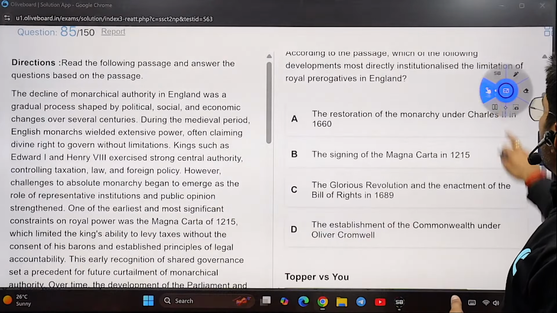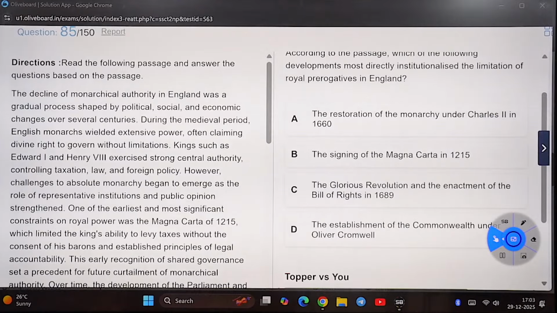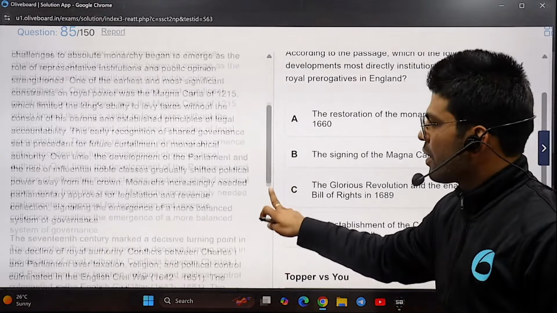Which of the following developments most directly institutionalized the limitation of royal prerogatives? It is marked somewhere there.